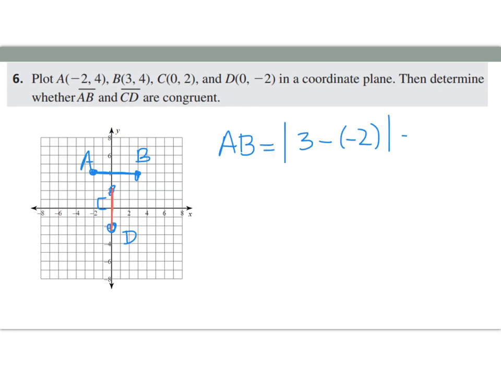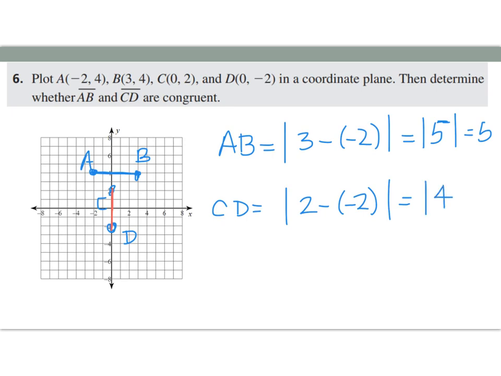So for AB, I end up with the absolute value of 3 minus negative 2, or the absolute value of 5, which gives me 5. For CD, I end up with the absolute value of 2 minus negative 2, and 2 minus negative 2 is going to give me the absolute value of 4, which is 4. So 5 is not equal to 4, therefore these are not congruent segments.